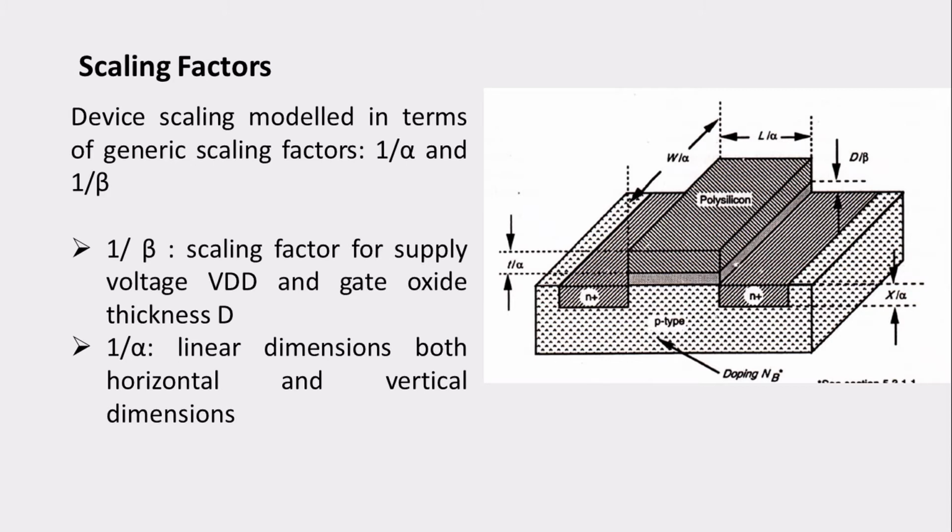In terms of beta. So let us look into different scaling factors or scaling parameters, and how scaling will affect those parameters. We have to make sure that this alpha and beta are constants, some numerical constants, but that numerical constant will depend on what type of technology you are going to use.